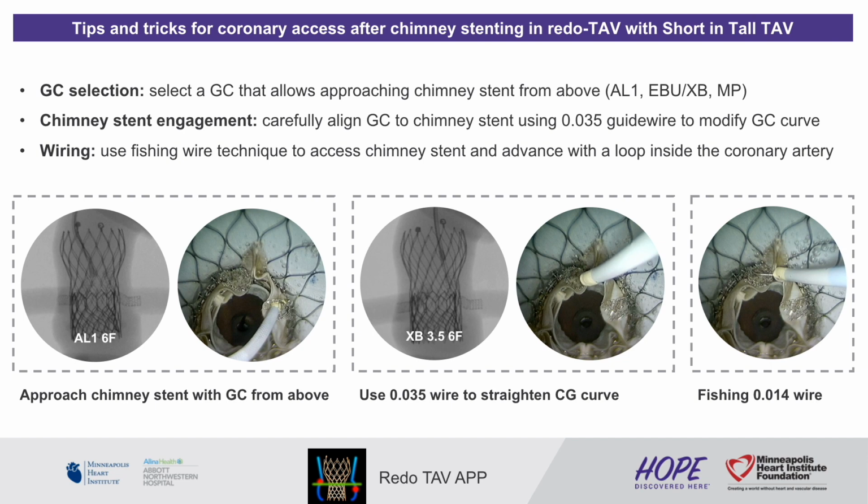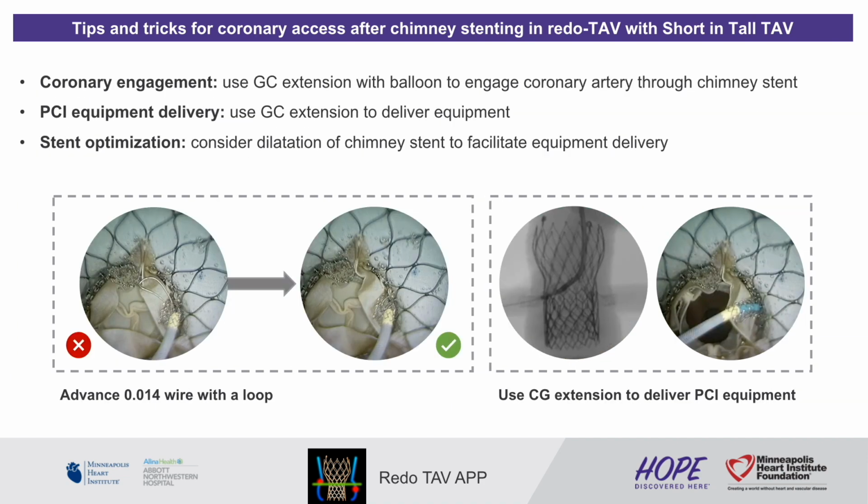First, select a guiding catheter that allows approaching chimney stent from above. Then carefully align the guide catheter to chimney stenting, eventually using a 0.035 guide wire to modify guide catheter curve. Use the fishing wire technique to access chimney stent and advance with the loop inside the coronary artery.